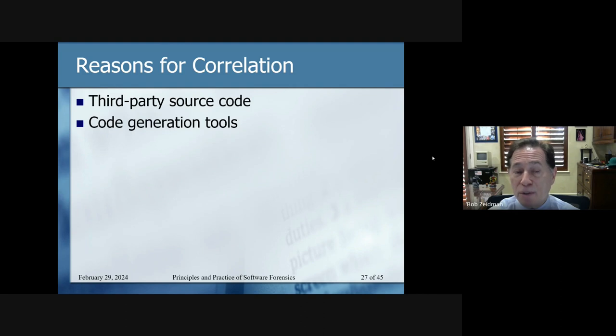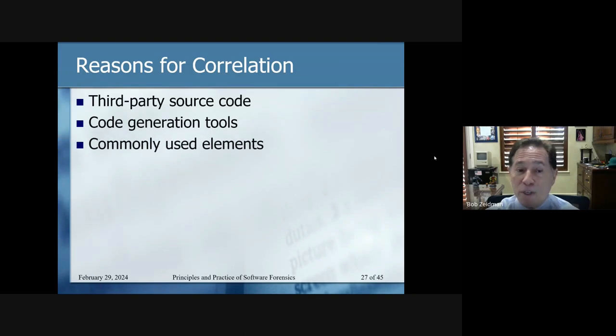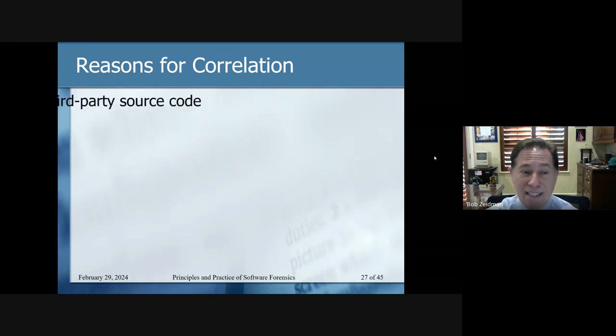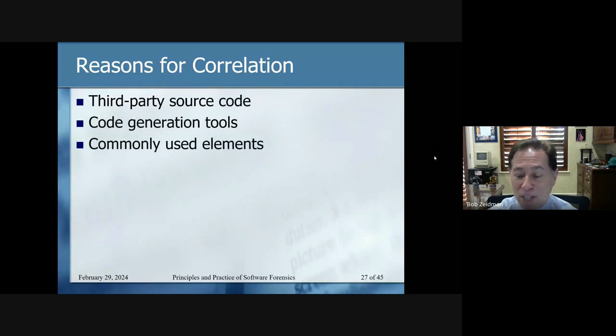They could also use automatic code generation tools. If both programs generated code using Microsoft Visual Studio, for example, they could be correlated, but not copied. They can use commonly used elements, specific English words that programmers use, or words from the particular industry. I had one case where we found a very unusual identifier name in both programs, and I was ready to say that this was copied code, when through some research and talking to the programmers, I discovered this word was a Hungarian word, and the programmers of both companies were Hungarian.